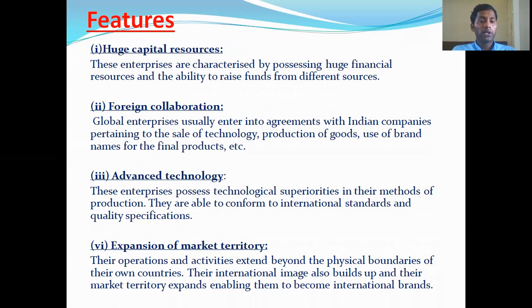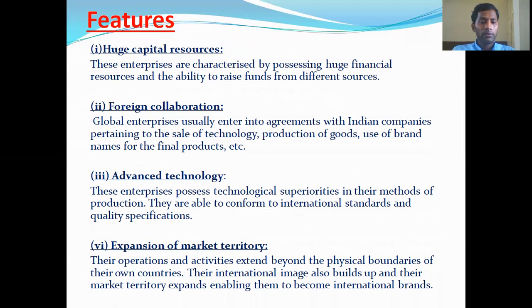The second very important feature is foreign collaborations, that is, cooperation with foreign companies. Global enterprises usually enter into agreements with Indian companies pertaining to sale of technology, production of goods, use of brand names for the final product, etc. Now, sometimes a global company won't come directly for a production purpose.